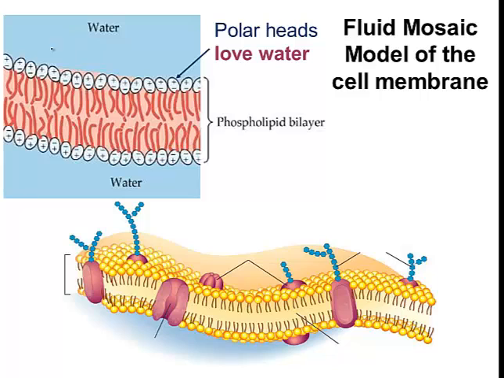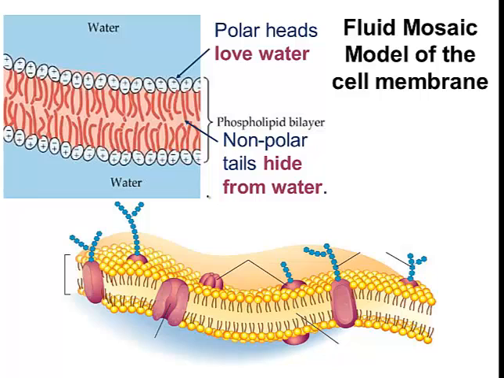So the outside and inside of the cell are mostly water, so those heads are going to point towards the water. The tails, on the other hand, are nonpolar, and they are going to hide from the water. So they're pointing away from the water. So in this kind of structure here, they're not in contact with water at all because the heads are protecting them. And that gives us our two layers of phospholipids, but the tails are facing each other and the heads are attracted to the water.